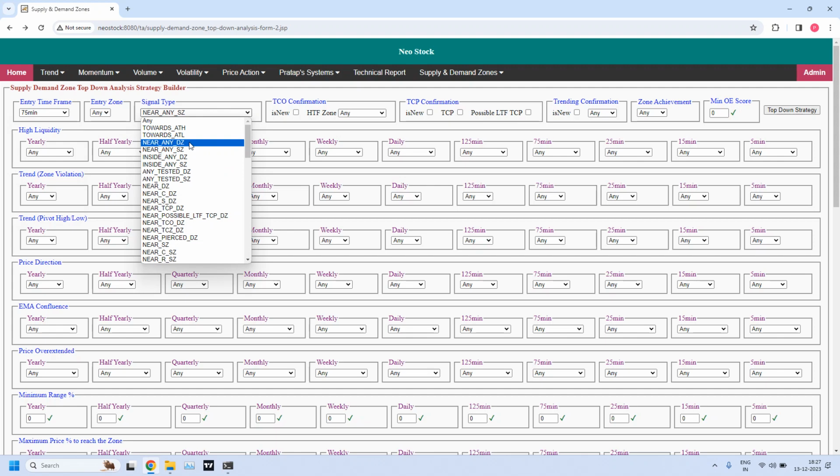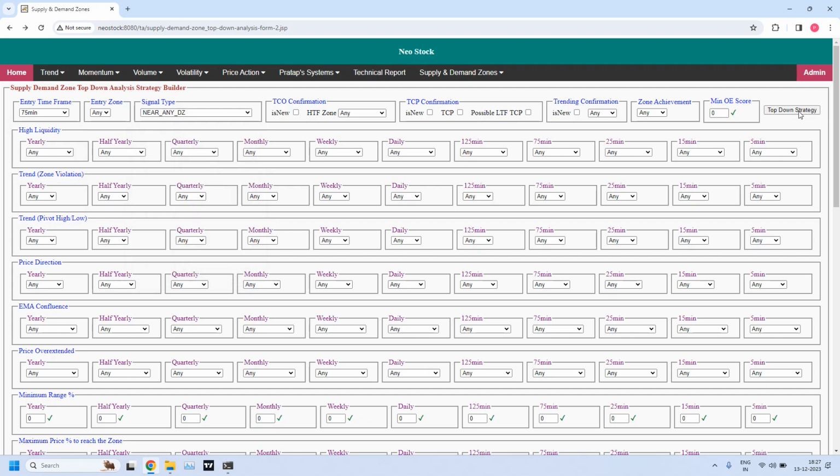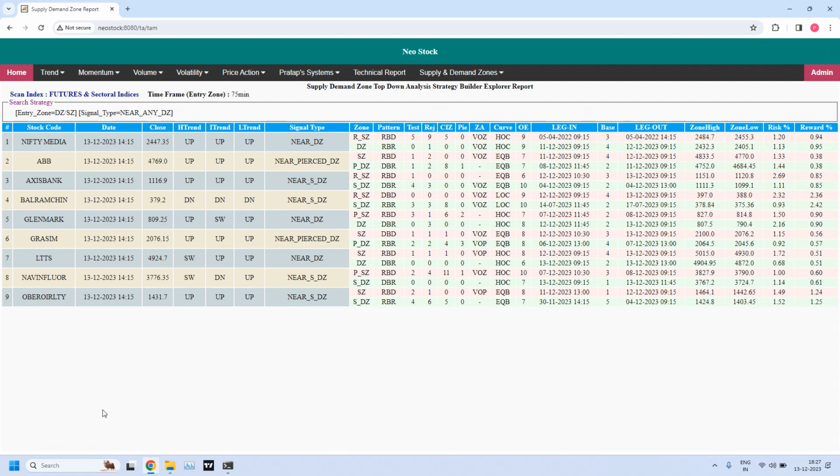Let us find the stocks near 75 minutes demand zone. So these 9 stocks are near 75 minutes demand zone. We have few high liquidity zones. Yeah, Axis Bank is there, which is already tested 4 times. And then we have Balrampur Chini, already tested 3 times. And the Navin Fluorine, it is a fresh zone. And then we have Oberoi Realty, it is already tested 4 times.